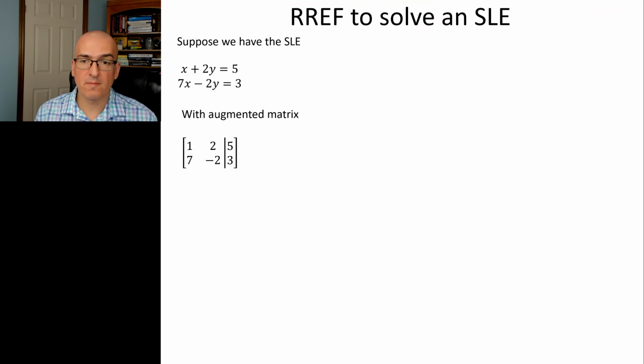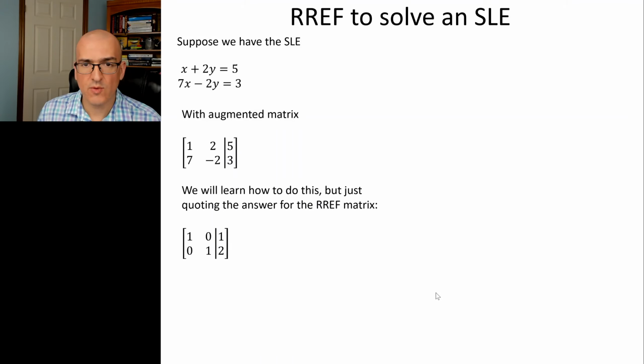We would begin by putting the SLE into matrix form, taking the coefficients in front of x and y and putting them into the coefficient matrix, and then putting the constants on the right-hand side, in the augmented part of that matrix. Then, using magic, we would row reduce the matrix. Just kidding. We're not going to use magic. We're going to use elementary operations.